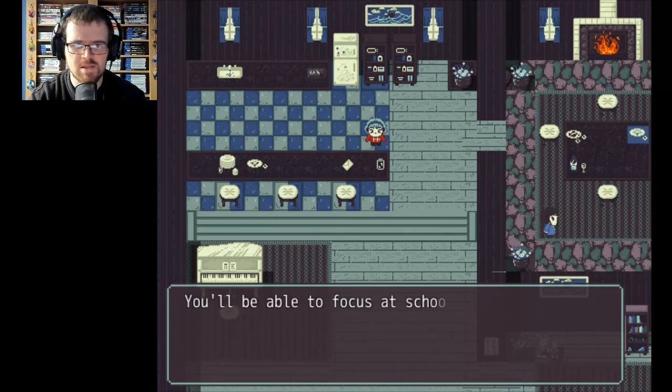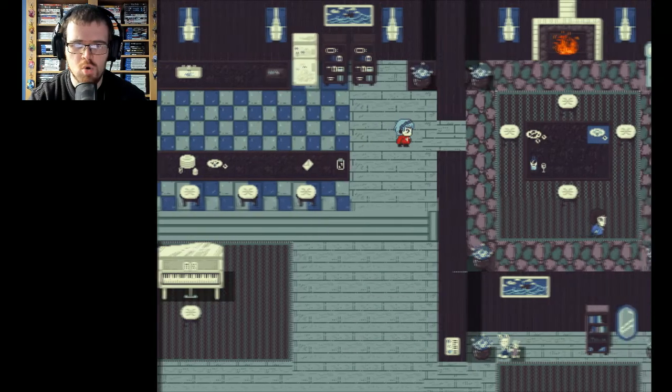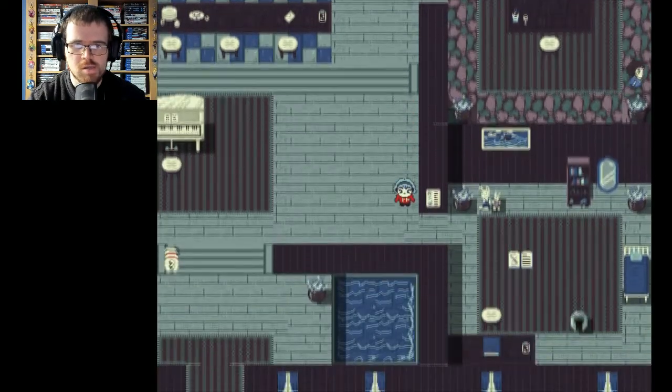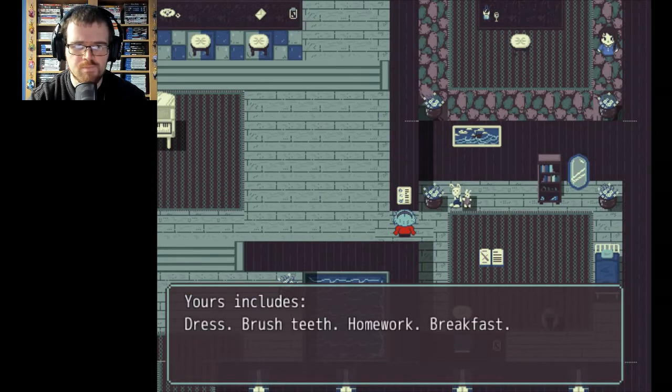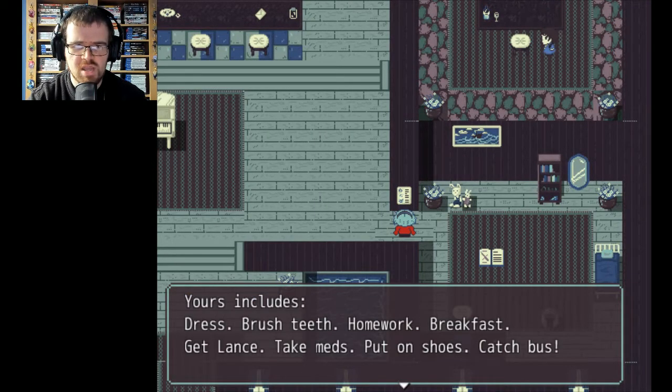Take your meds, yes. You'll be able to focus at school today, plus 1 spoon. Oh dear, what would happen if we run out of spoons? Dress, brush teeth. Have we dressed?